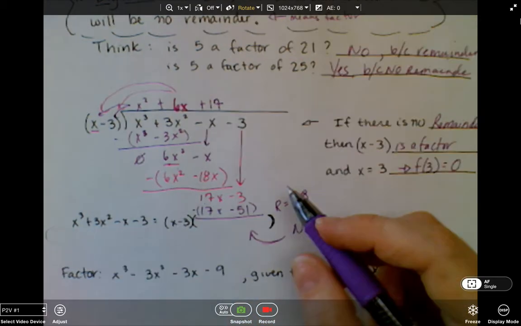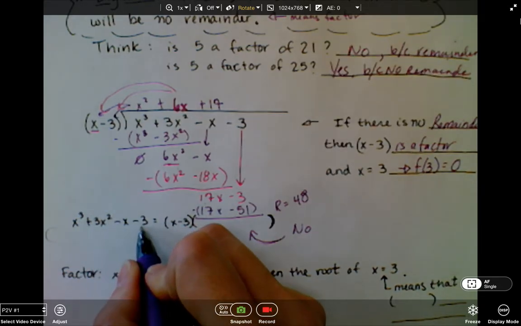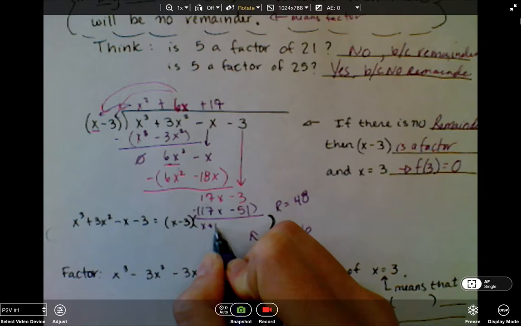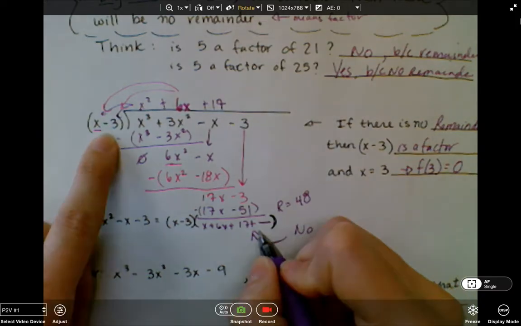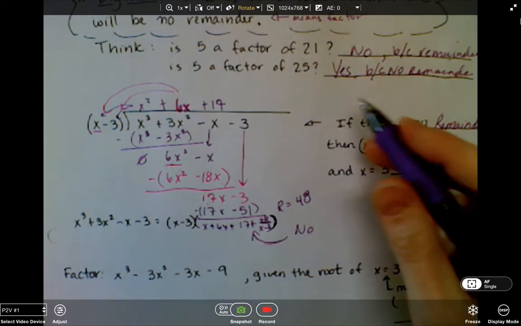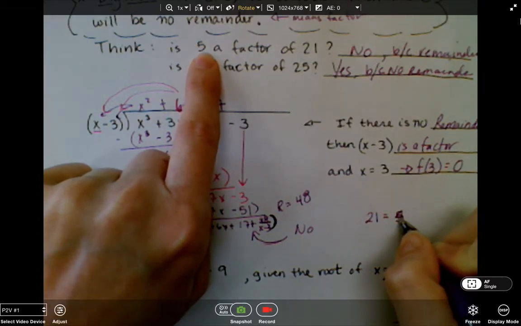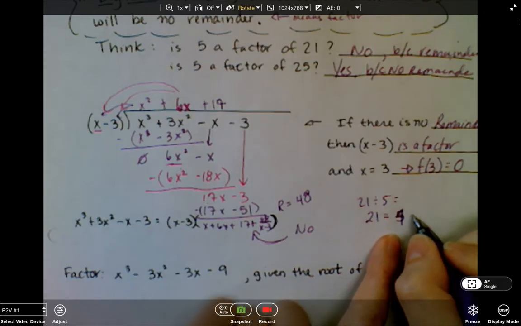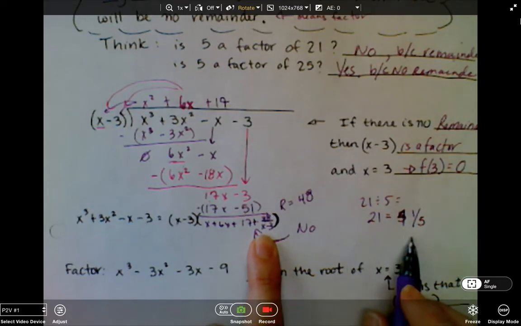If we needed to, you might be able to break this up and say that x cubed plus 3x squared minus x minus 3 is equal to x minus 3 times x plus 6x plus 17 plus, and then you would write your little fractional amount, 48 over x minus 3, just like if we said 21 divided by 5 is the same as 4, because it goes in cleanly with a remainder of 1. 1 what? 1/5. So that's similar to what we have written there.